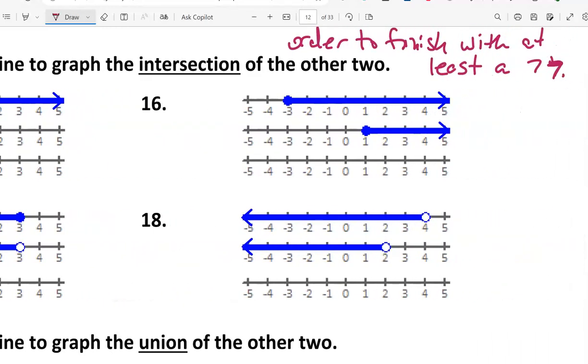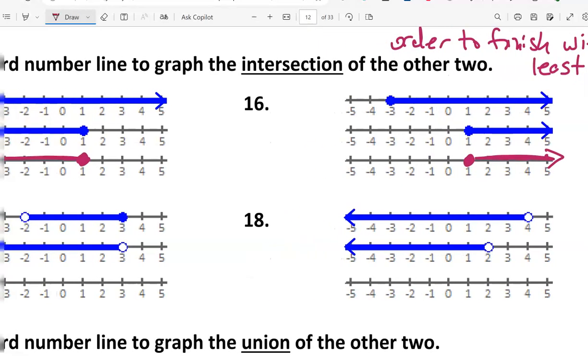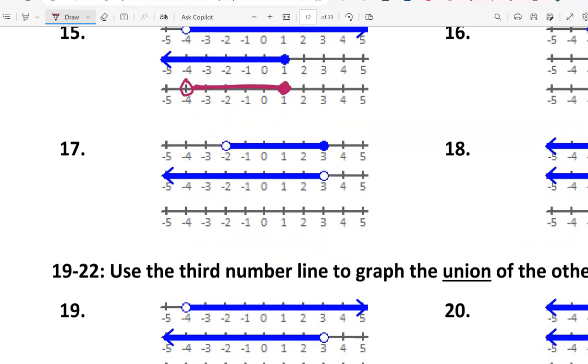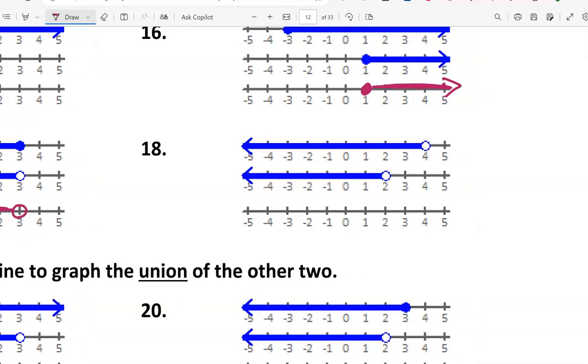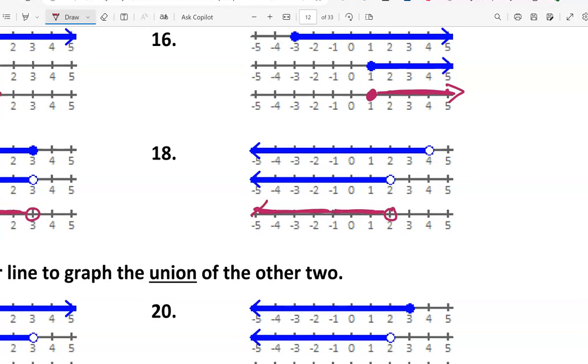For 16, what the two graphs have in common is everything 1 and to its right. In 17, what the two graphs have in common is everything between -2 and 3, not including the endpoints. In 18, what the two graphs have in common is everything to the left of 2.